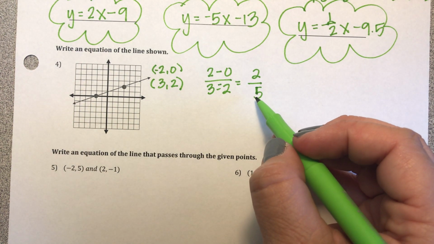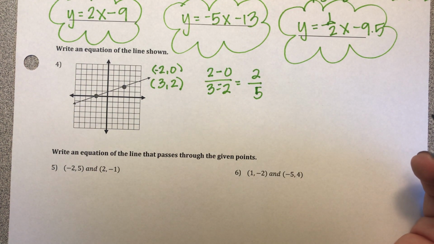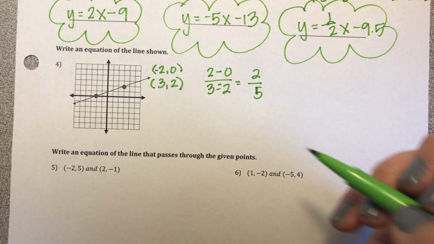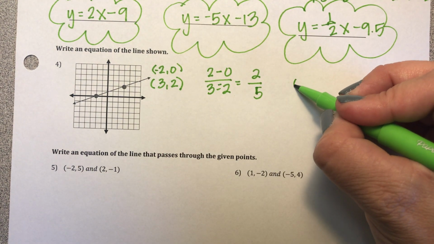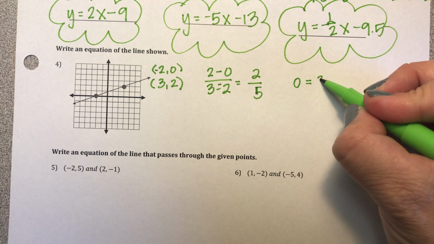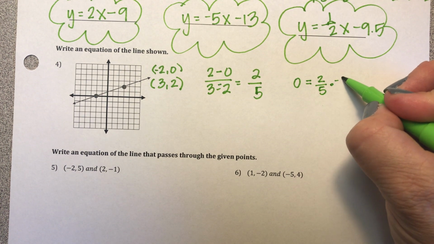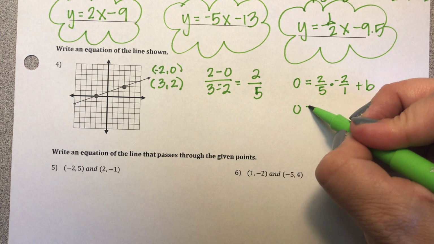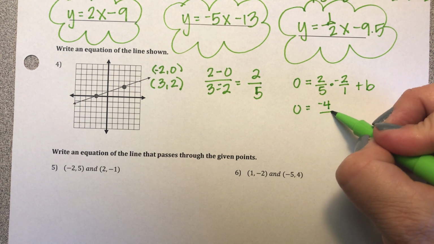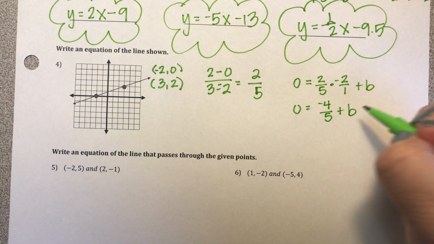Okay, so I have my slope. So now what I'm going to do is plug it in just like I did up here. I can use either one of these points. I'm going to pick the one with the 0. So y equals m times x, which is negative 2, plus b. So 0 equals negative 4/5 plus b.